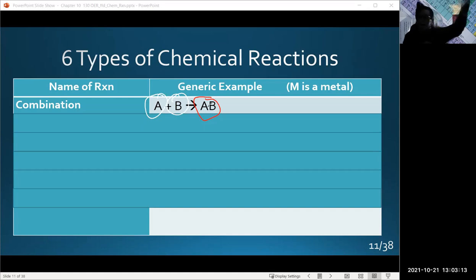Okay. That's a little bit better. And so here you have 2 elements coming together to form a compound. That's an example of a combination reaction.